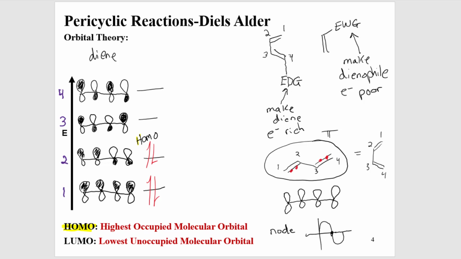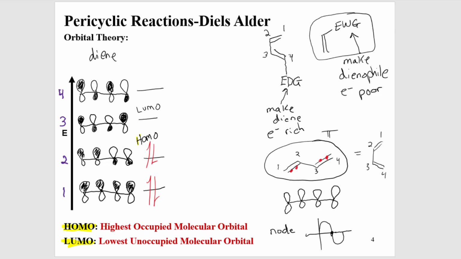Right above it is what we call the LUMO. The LUMO is the lowest unoccupied molecular orbital. So this guy is the LUMO. Okay, that's the diene. Now what we're going to do is look at our dienophile.